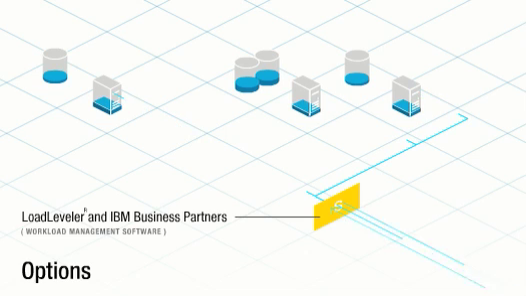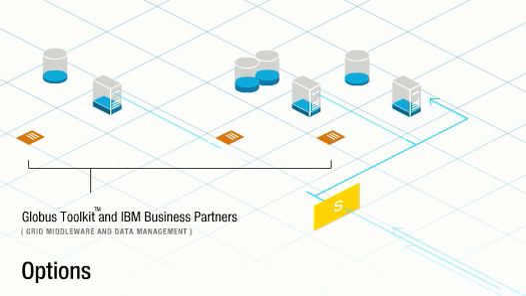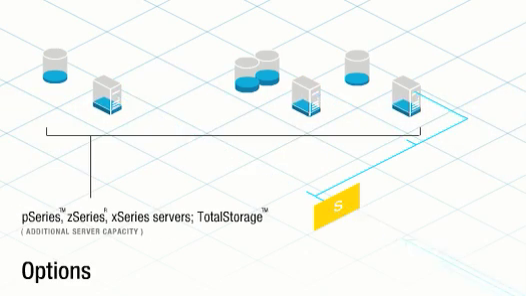For the automotive company, the choice of workload management software could include IBM Load Leveler or workload management products from IBM business partners. Grid middleware and data management choices could encompass the open source Globus Toolkit, IBM DB2 Information Integrator, Total Storage Virtualization Family, and middleware from our ISV business partners. Existing computing infrastructure could be augmented through additional server capacity using IBM eServer P-Series, Z-Series, X-Series, as well as additional storage from IBM Total Storage.